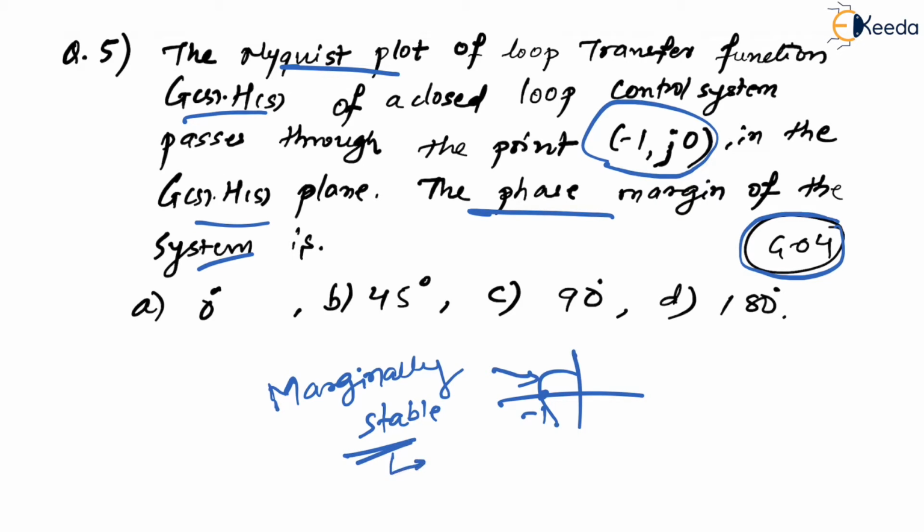Definitely the system is marginally stable, which means PM is how much? 0 degrees. Phase margin is 0. We have seen that previously as well, right? So your phase margin becomes 0. So it is option A. Now, let us see one more problem.